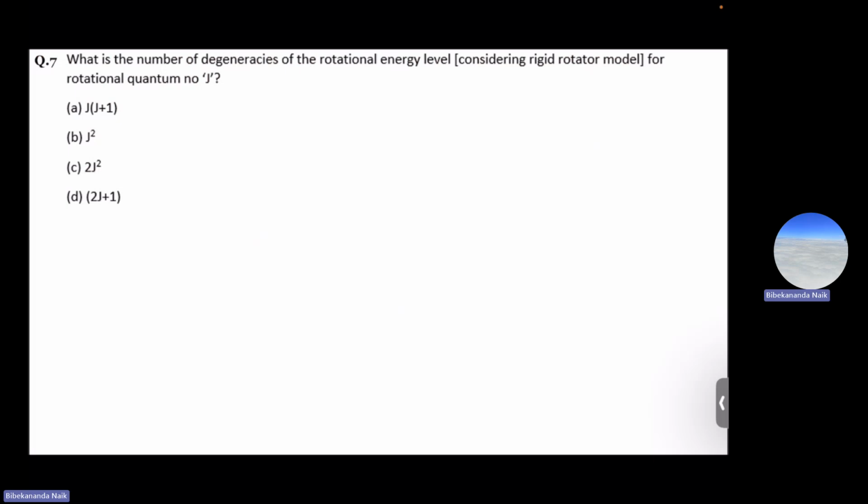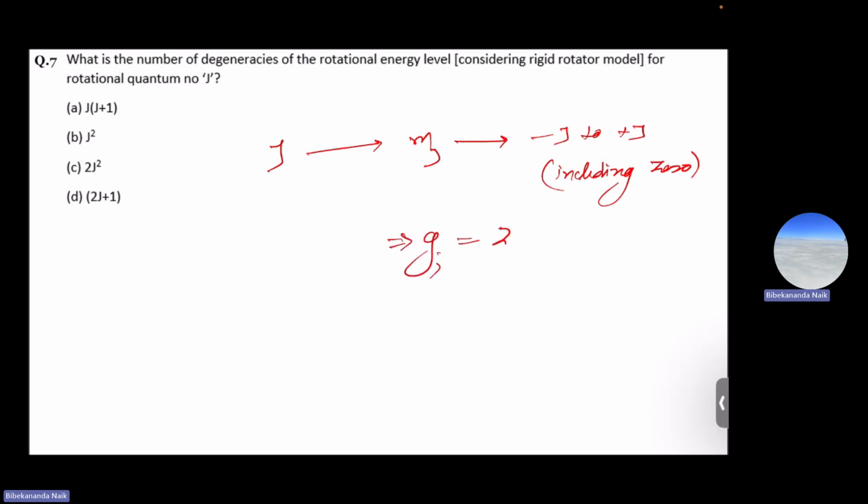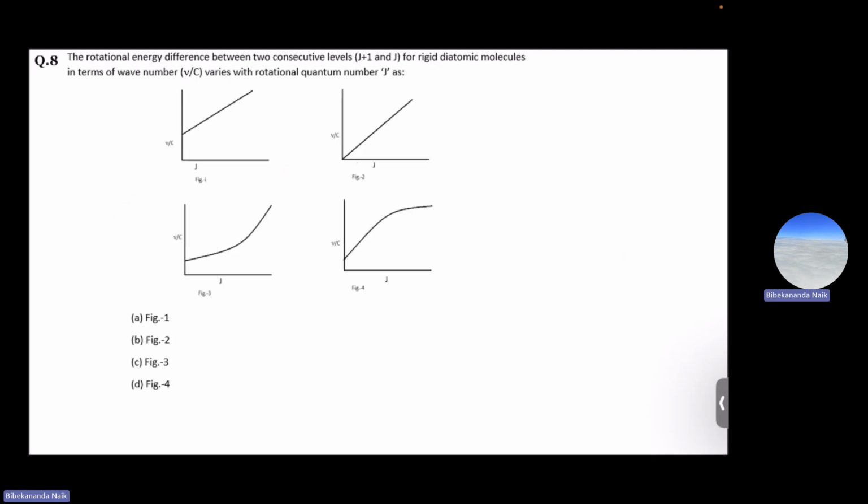So we know for a given J, mJ can take values from minus J to plus J in integer steps, with 0 included. So it will be 2J plus 1 values. So the degeneracy is 2J plus 1, like L had 2L plus 1 values. So now I move to question number 8.